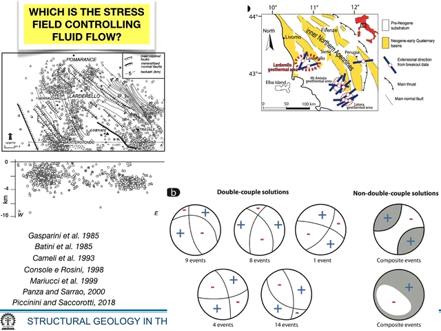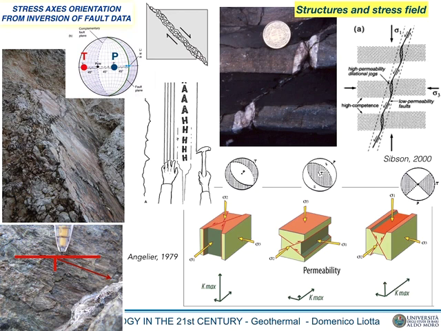Otherwise, focal mechanisms are very confusing. As you see, you have different solutions from transcurrent to normal double couple solutions. And furthermore, we have also non-double couple solutions, making things more confusing. So, which is the dominant stress field? We cannot recognize from these contradictory indications. This problem, however, could be solved by fieldwork.